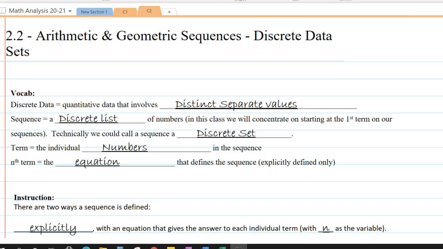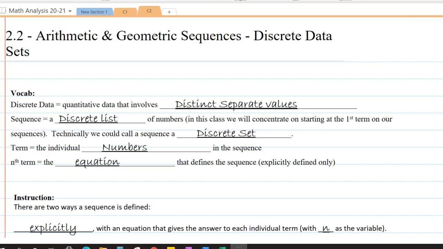Arithmetic and geometric sequences. Discrete data sets. Discrete data are quantitative data that involves distinct separate values. In our last lesson, we said that if the data is counted, then it is usually discrete data. For example, how many people are on a plane? That would be a discrete set of values.